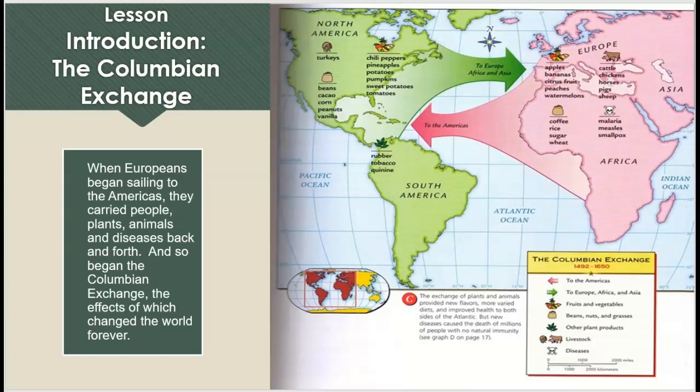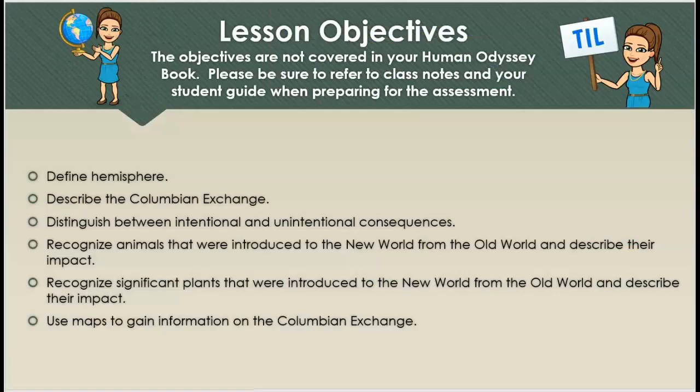Lesson Introduction. The Columbian Exchange. When Europeans began sailing to the Americas, they carried people, plants, animals, and diseases back and forth, and so began the Columbian Exchange, the effects of which changed the world forever.